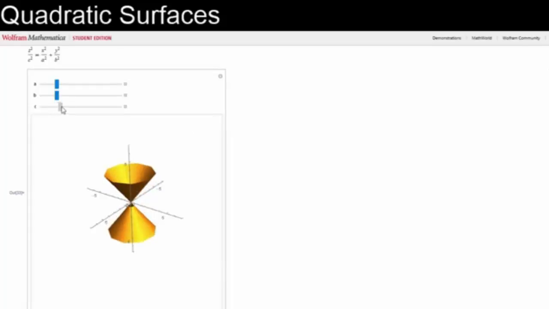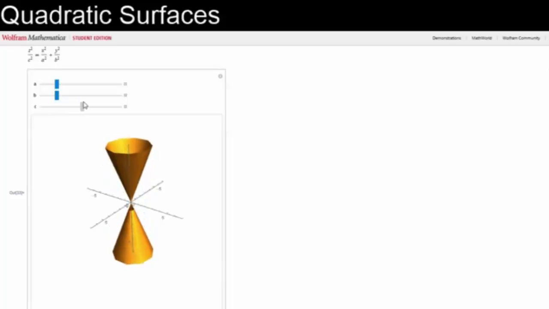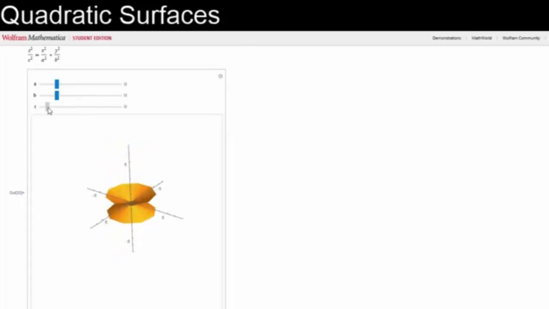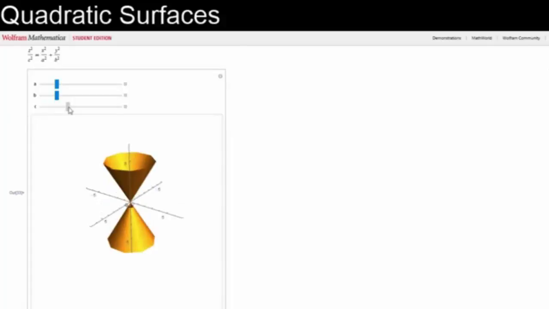If we increase c, we can see that it makes the cone a lot tighter. The edges of the cone increase a lot faster. So I guess you could say the slope of the cone is a lot higher now if we increase c. But if we decrease c, we can flatten the cone out quite a bit. So let's bring c up maybe to about here.